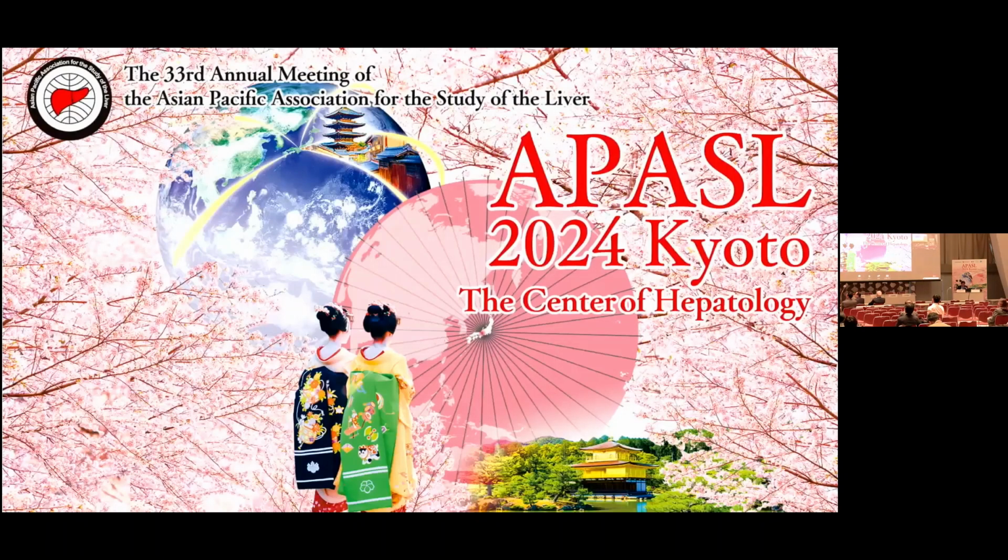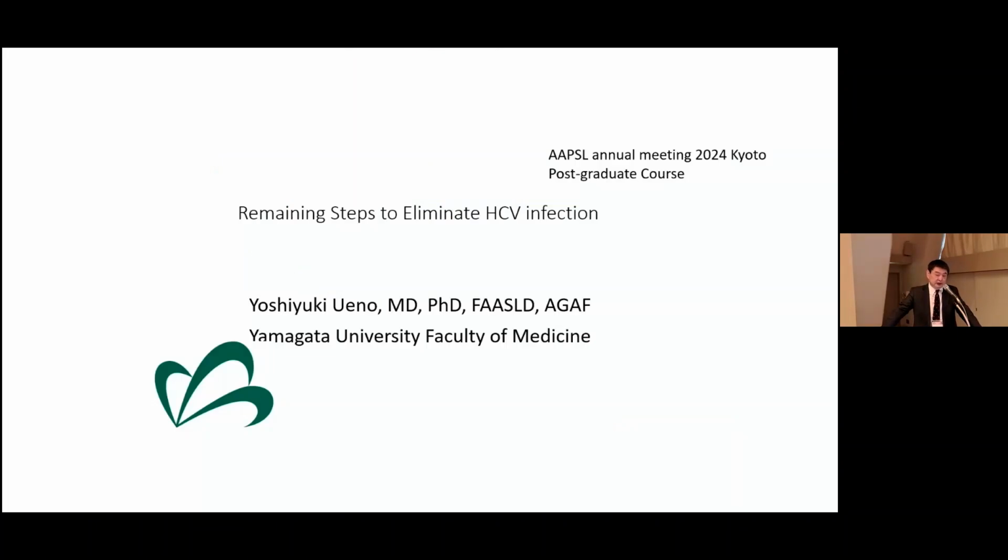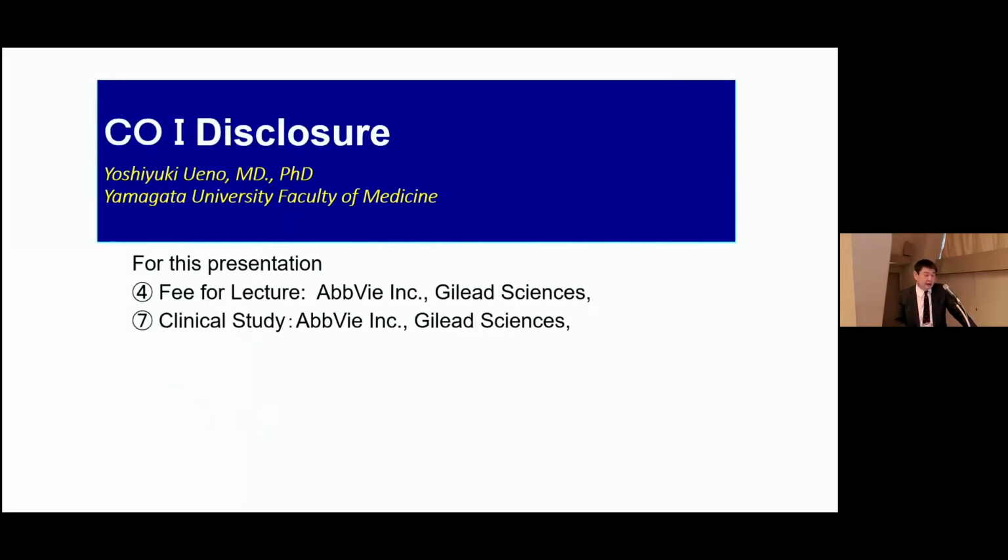The next presenter is Professor Yoshiyuki Ueno from Japan. Please, postgraduate course Hepatitis C. Please, Dr. Ueno. Thank you, Professor Masaki, for introducing me, and I'm also grateful to Professor Shuichiro Shina for giving me this opportunity. My task today is to talk about my perspective on the remaining steps to eliminate HCV infection globally. This is my COI disclosures.